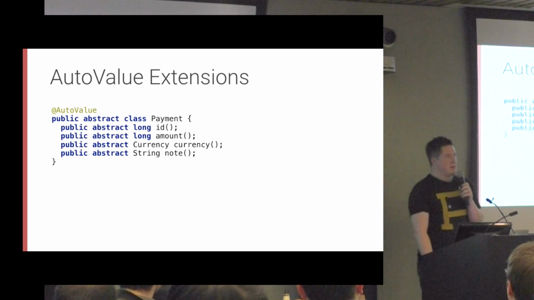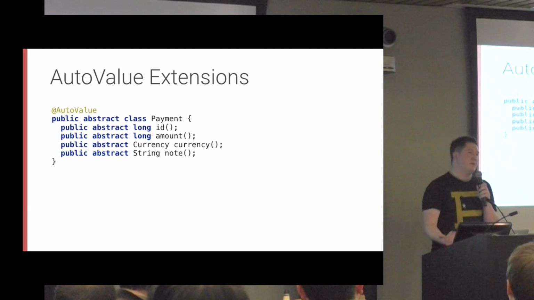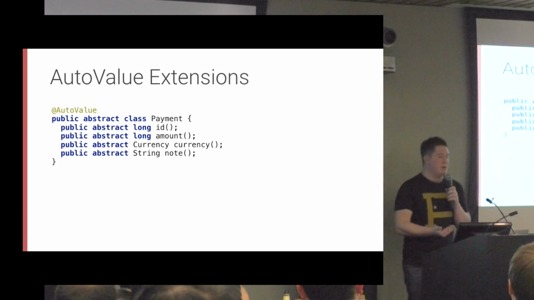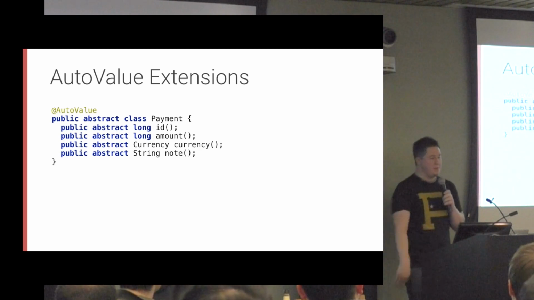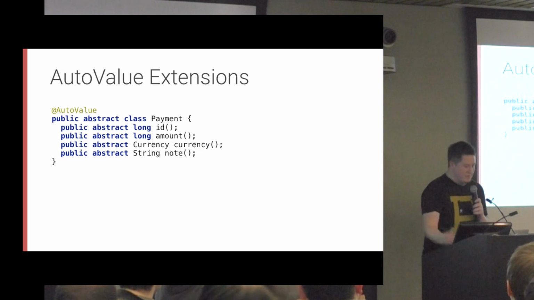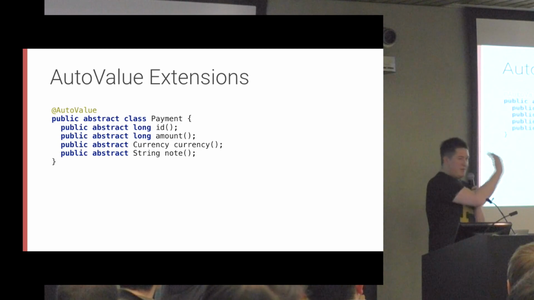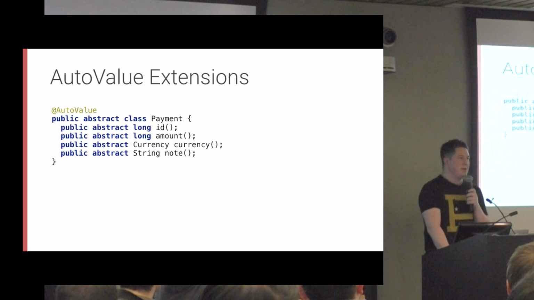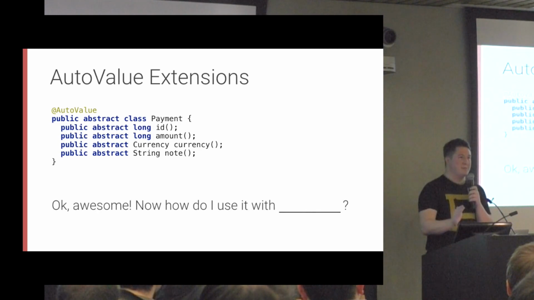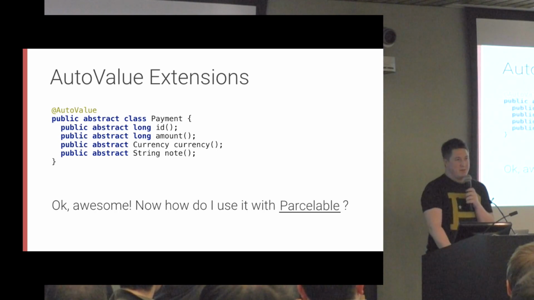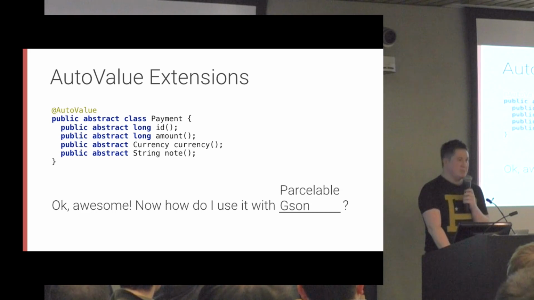But specifically, I'm here to talk about the extensions to AutoValue. AutoValue's been around for a while, and extensions are something new because hopefully one of you has said this: you see the convenience of creating these value types, and you're like, this is awesome. Except, well, how do I use it with Parcelable? Or maybe I want to pass it through JSON to use it across the network.